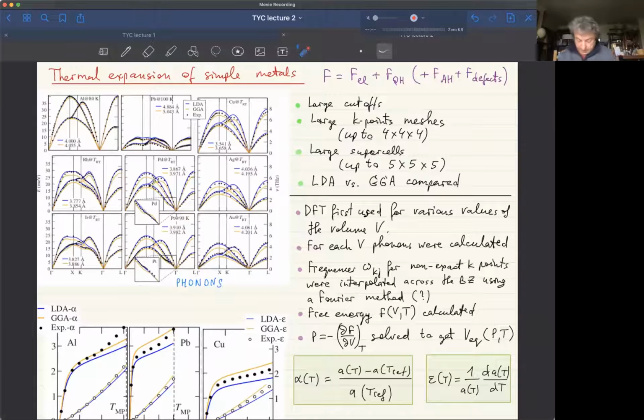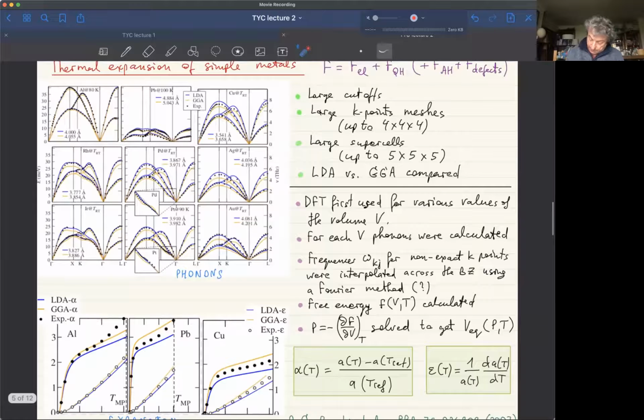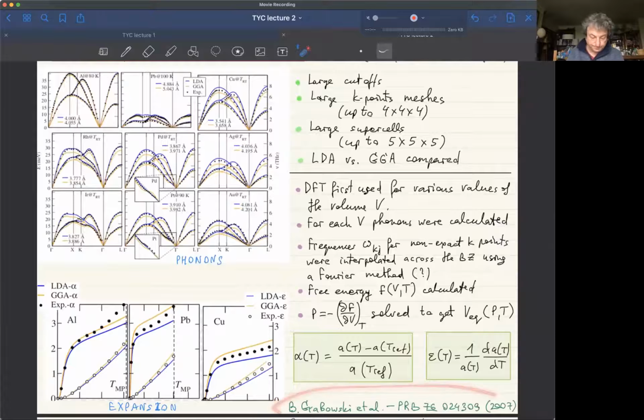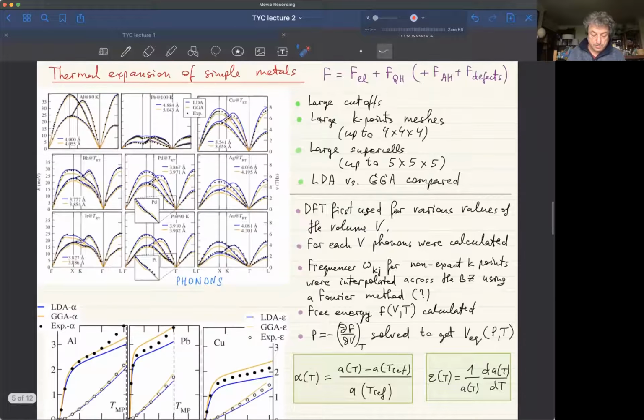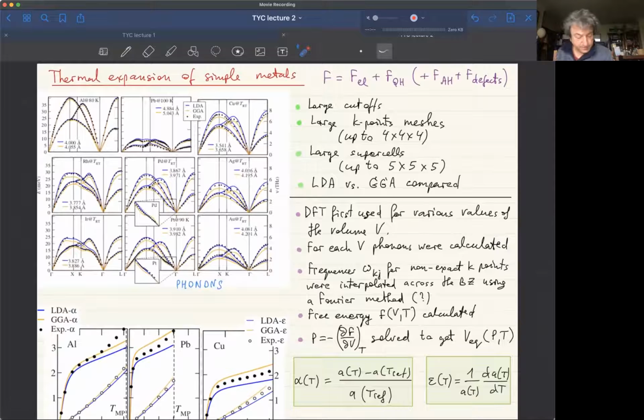So here is another work published in 2007, in which they looked at cubic structures, and they considered phonons as a function of temperature for different structures.